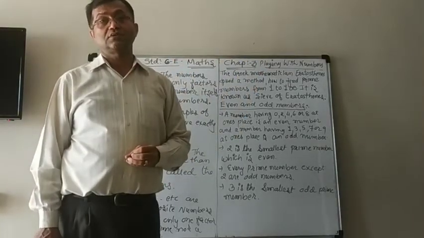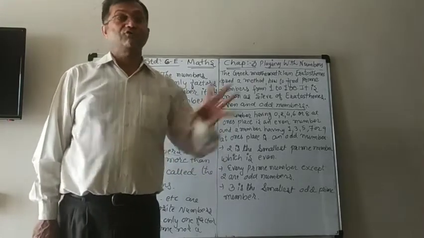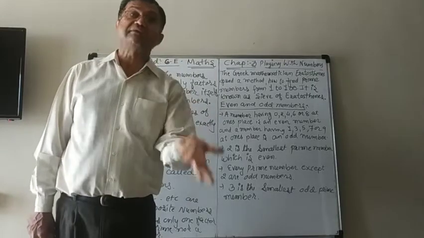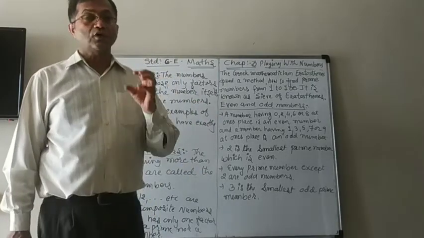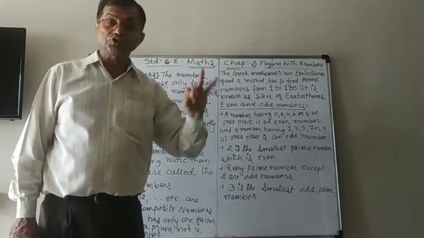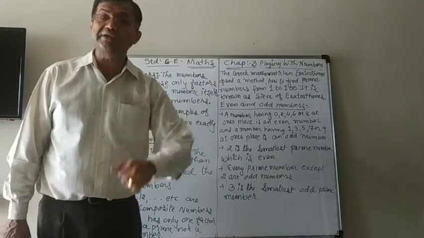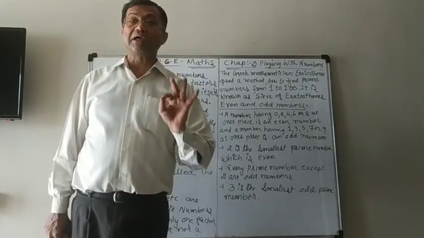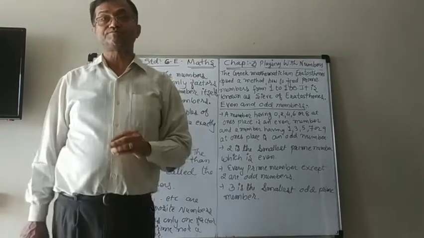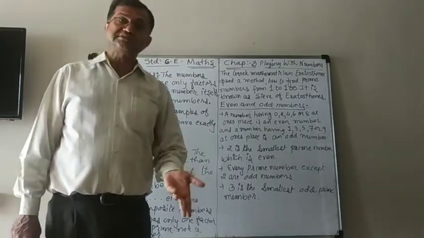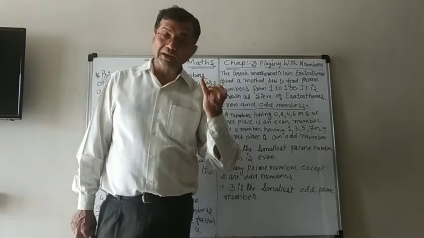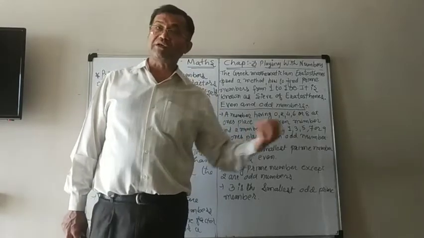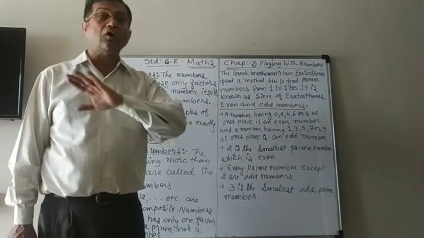7,598, 40,000, 5,52,970, 70. So all the numbers having either 0, 2, 4, 6 or 8 are called even numbers. Actually, they all are the multiples of 2. And the others, which have 1, 3, 5, 7 or 9 in the ones place, are all odd numbers.